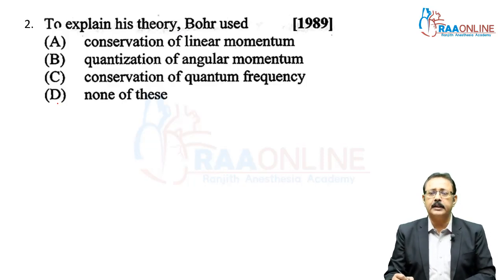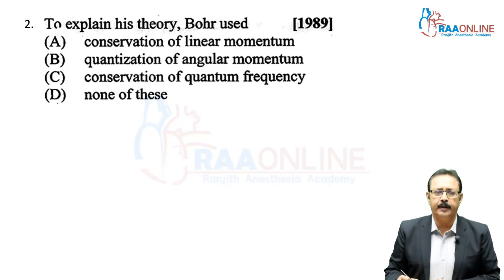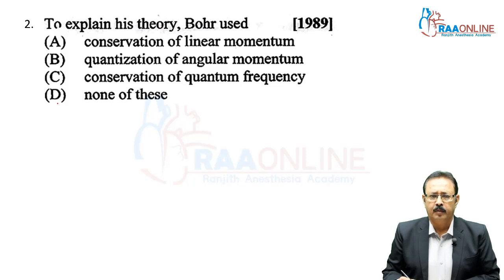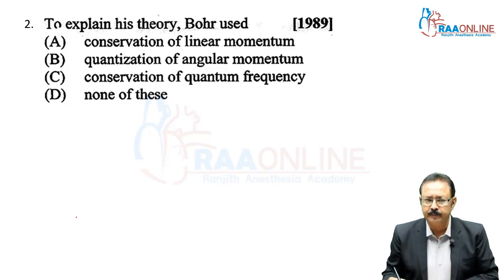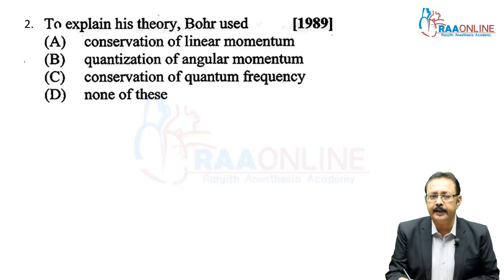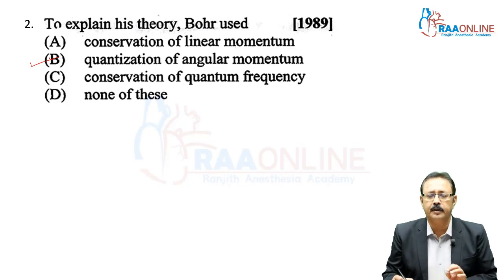Next, it is from 1989 AIPMT. To explain his theory, Bohr used quantization of angular momentum, that angular momentum of an electron in any orbit is an integral multiple of h upon 2 pi. So, we are going with B option.